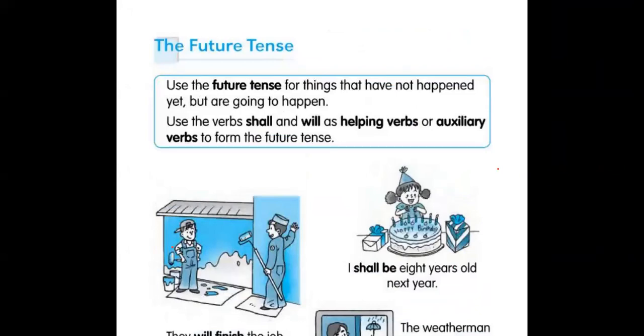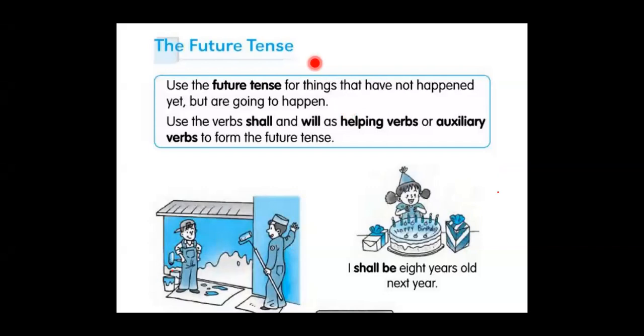Today, what is today? Friday. Saturday will come tomorrow. Saturday has not come yet, right? Saturday is future. Sunday is future. So that is nothing but future tense, okay? I am going to the zoo with my family. No, I will go to the zoo with my family on Sunday. So, this is nothing but future tense, okay?